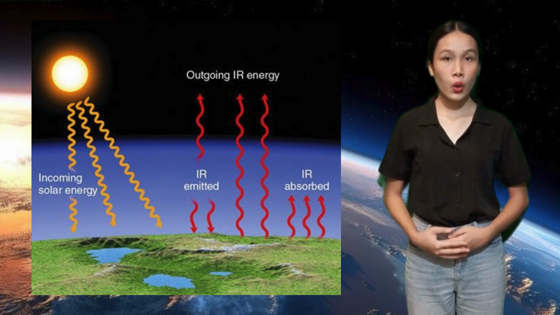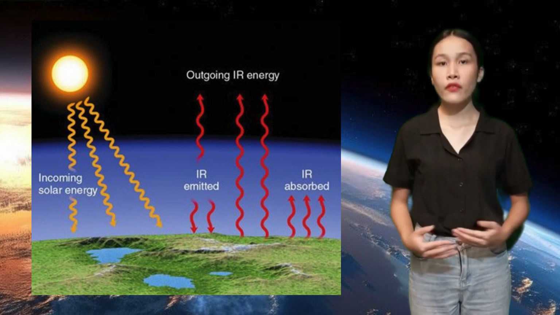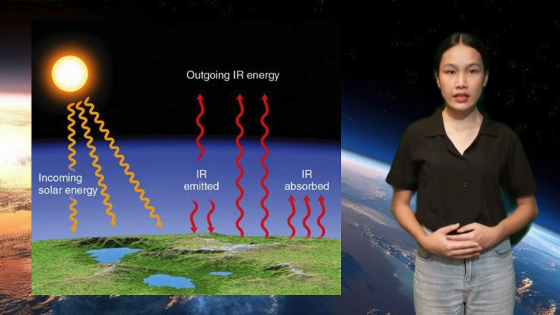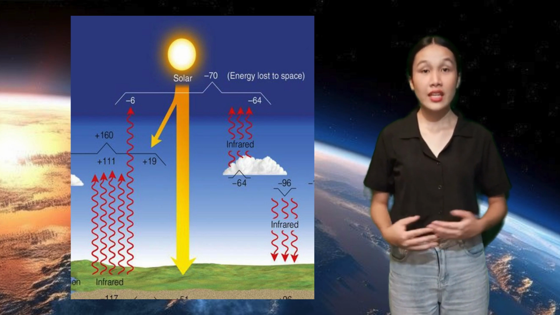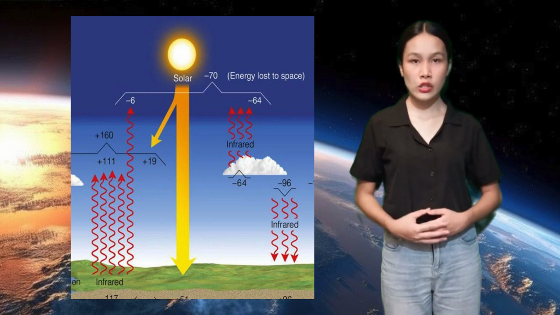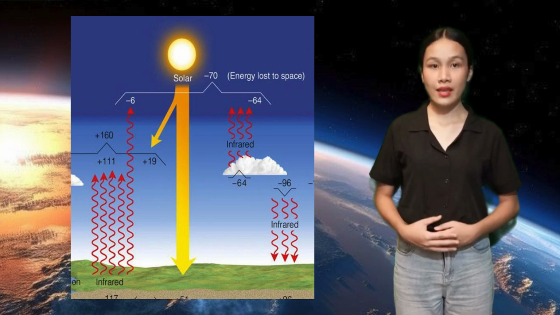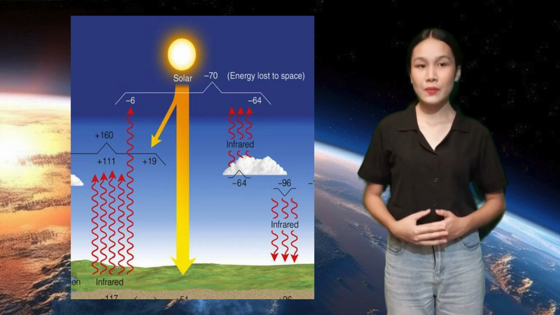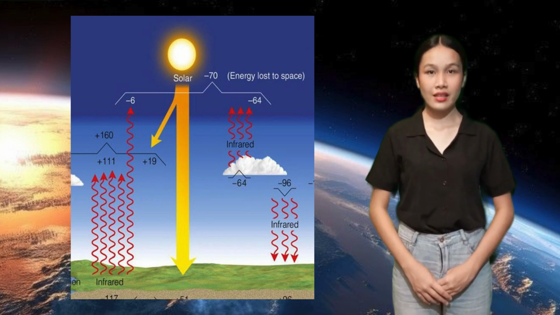These gases are called greenhouse gases because they act like the glass roof of a greenhouse, allowing sunlight in but trapping heat inside. Now, let's look at what happens to the infrared radiation emitted by Earth. Some of it escapes directly into space through a special window in the atmosphere where greenhouse gases don't readily absorb radiation. But most of it is absorbed by greenhouse gases like water vapor and carbon dioxide.